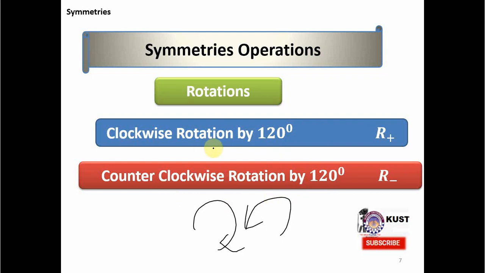So we now have these two symmetry operations by rotation, that is R plus and R minus. You can think for yourself why rotations by other angles, for example 130 degrees or 90 degrees or 45 degrees, are not symmetry operations: because they do not bring the equilateral triangle to its initial configuration.